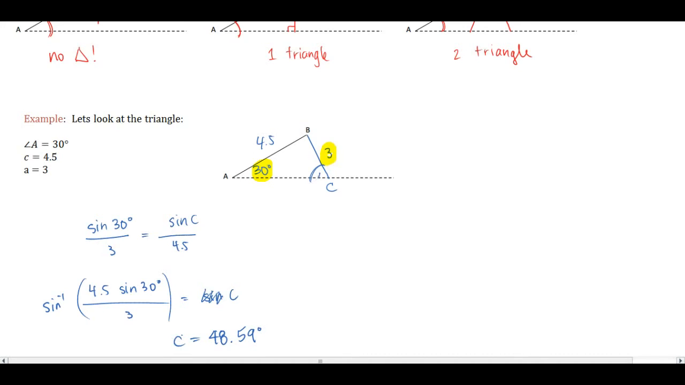Now that we have angle C, 48.59, we can now find angle B because they got to add up to 180. And then I can use the law of sines to go ahead and find side B, and I'm finished.